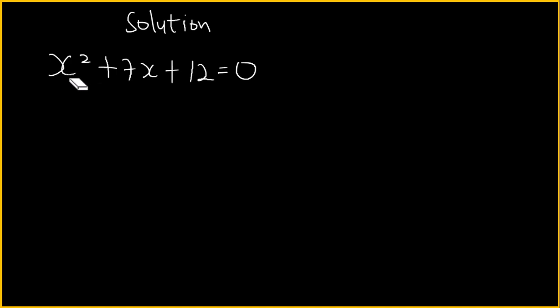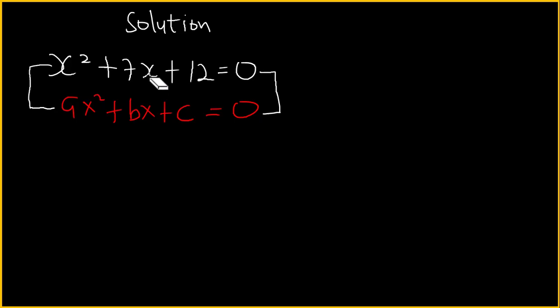Now, our A, comparing this to the general equation, ax squared plus bx plus c is equal to 0. Comparing our given equation to the general equation, our A from here is 1, our B is 7, our C is 12.